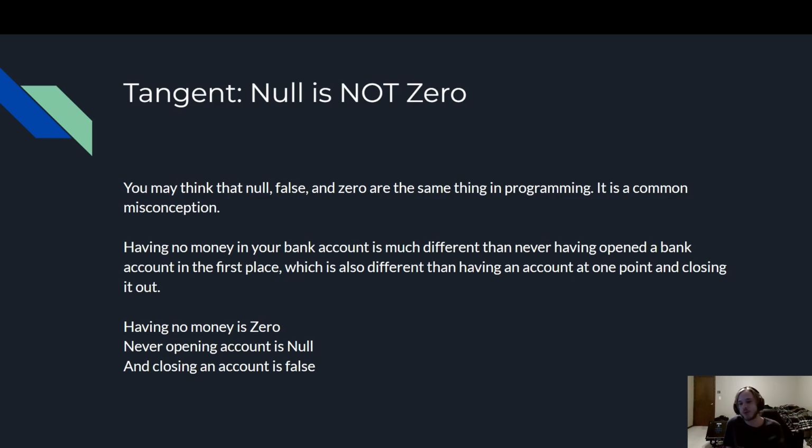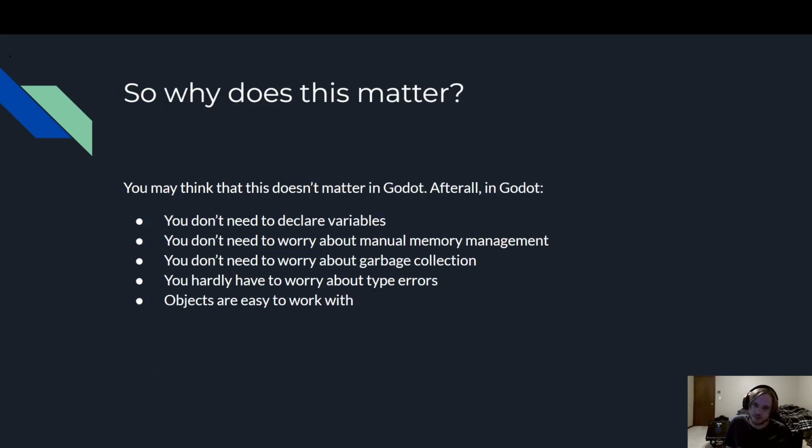So in this example, having no money is 0. You have no money in your account. Never opening an account is null. If you went to the bank and told them your name, they'd have nothing for you. And then closing an account would be false. You'd go to the bank, you'd say, I'm so and so, and they would say, oh, you used to have an account with us, you don't anymore. So, all three of these things are very different in the real world. They're very different in programming as well.